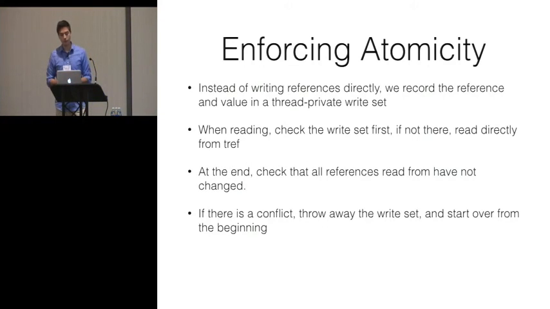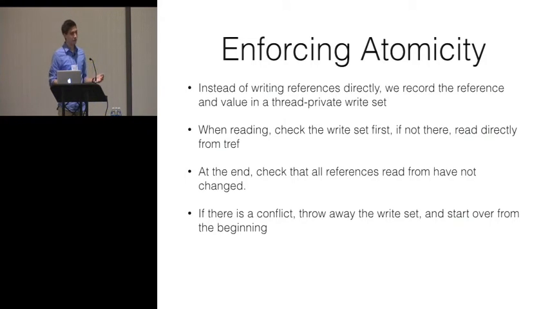There are many ways of enforcing atomicity for transactional memory. This is just one of them. Basically, each thread is going to maintain its own private write set that only it has access to. So when you go to write to a tref, instead of modifying that memory location directly, we're going to record that this is the tref we want to modify, and this is the value that we want to write into it. When we go to read from a tref, we're first going to check, have we made any local modifications to it? If so, we'll take our latest modification, and if it doesn't exist in our write set already, we'll read directly from the tref, and we're going to record this in our read set.